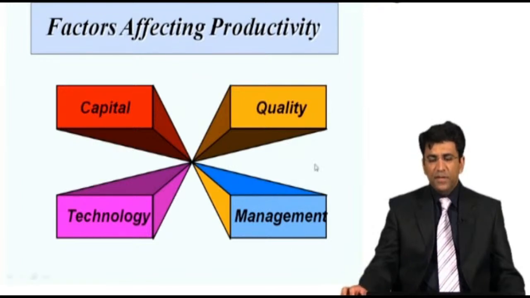So if we consider all of these 4 factors, we can say that capital, technology and management are related to the input part of the productivity, and quality, that is the quality of the output, is related to the output part of the productivity. So whenever an organization is interested in increasing the productivity, he or she should give due importance to all of these factors.